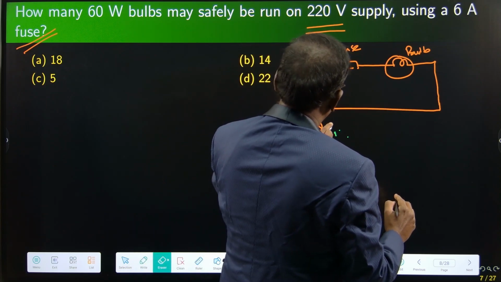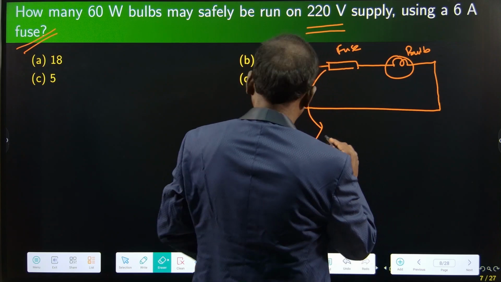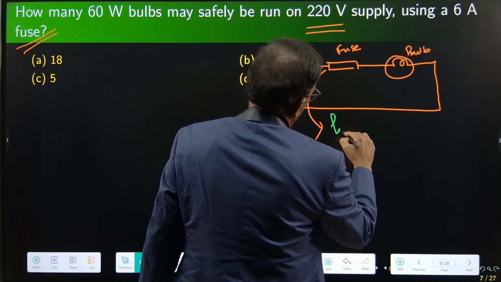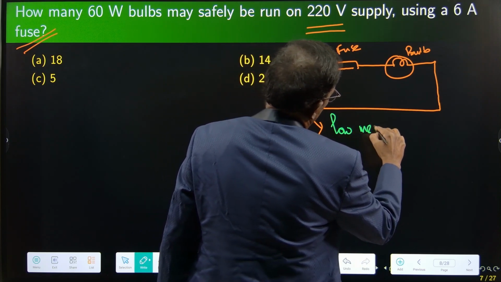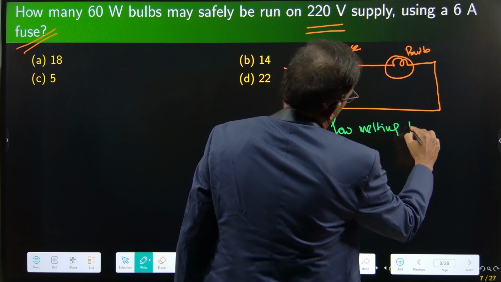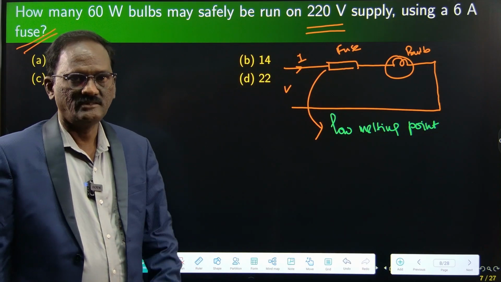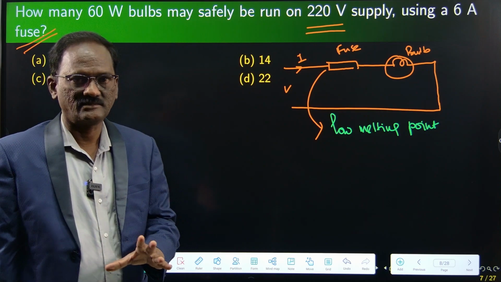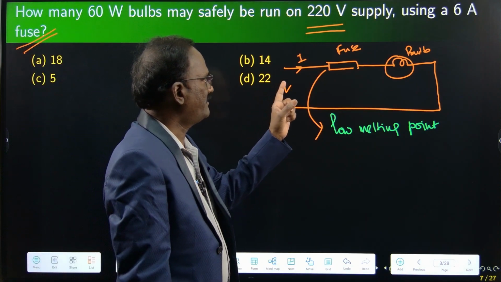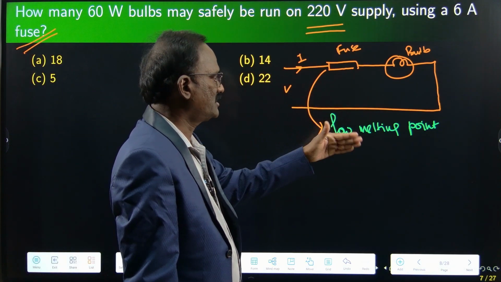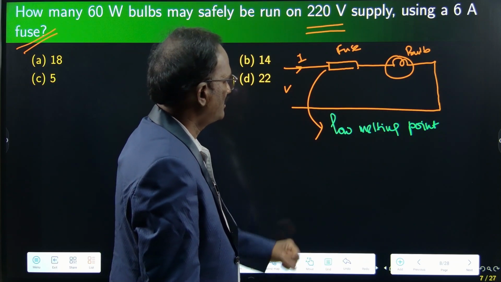Low melting point. That means immediately it will melt, right? Immediately, whenever excess current flows through the fuse, it will melt immediately.